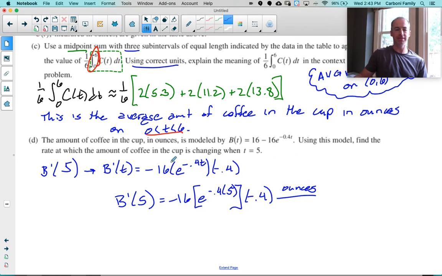That'll be in ounces. And they never did restate units in this, but I'm going to assume minutes as well, because that is what the original function in the table was measured in. Woo, so there we go.